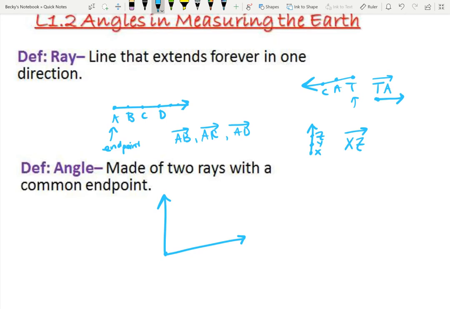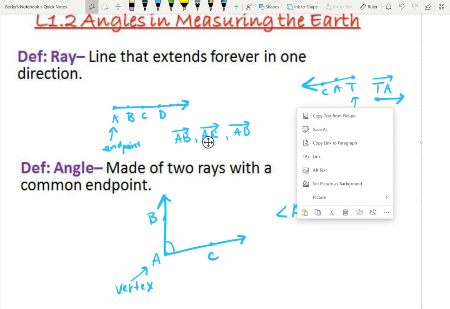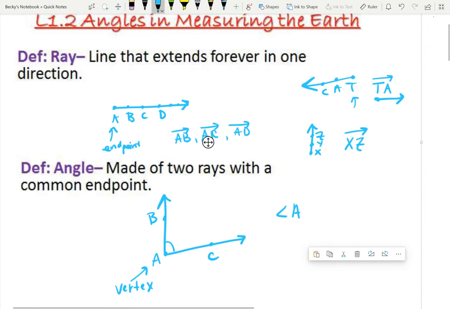Now, angles are something, again, that we deal with all year long. So let's put some points on here. Here's A, and B, and C. So we need to know how to write the name of this. This is an angle, and this is called your vertex. You've probably heard of that before. You can call this just angle A. Now, A is a point, so it's capital. If you just write A, that looks like a point, so you have to put the angle sign in front.